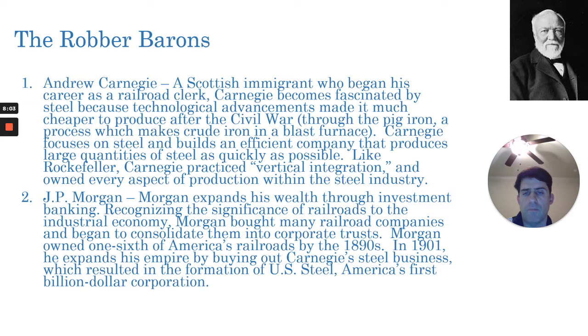Morgan used his family wealth and got into the family business of banking, and he realized that he could make a lot of money as an investment banker and expand his wealth. He also realized that railroads were going to be a key component of the industrial economy.